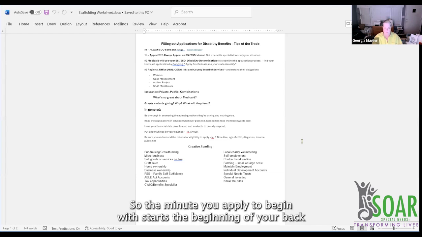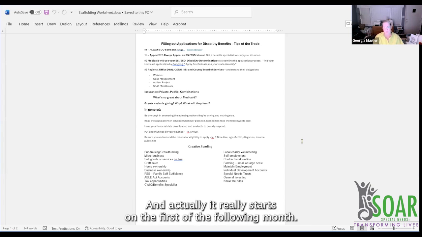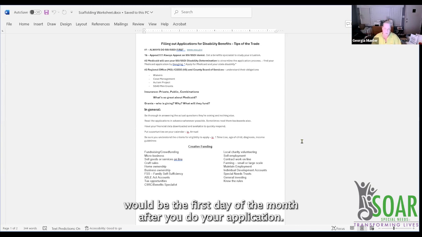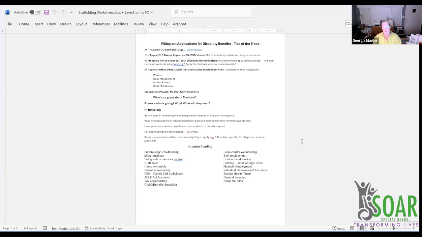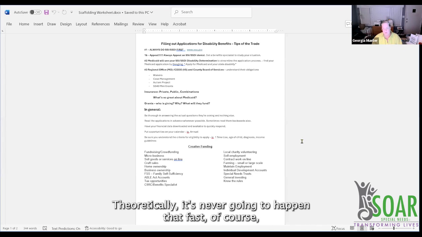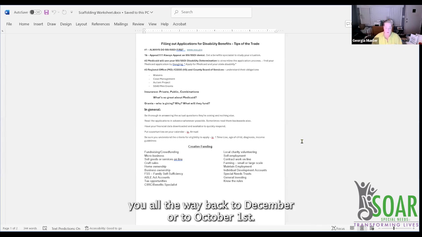So the minute you apply to begin with starts the beginning of your back pay bucket. And actually, it really starts on the first of the following month. So the first you could get paid for would be the first day of the month after you do your application. So if you apply sometime in the middle of September, your first payment date would be October 1st. Theoretically, it's never going to happen that fast, of course. But what will happen is they're going to say, well, we're going to pay you all the way back to October 1st.